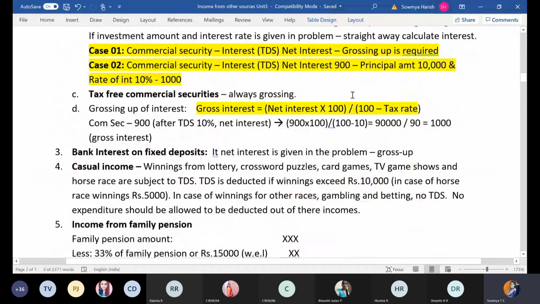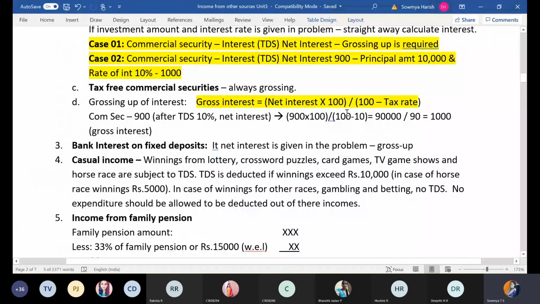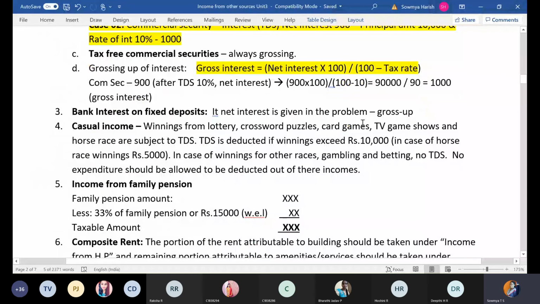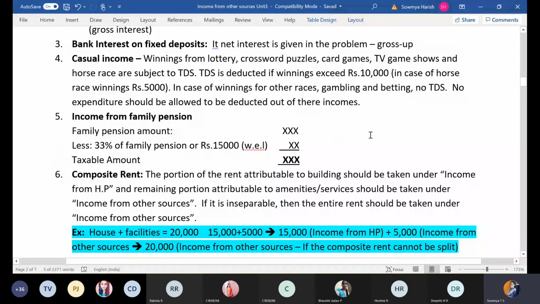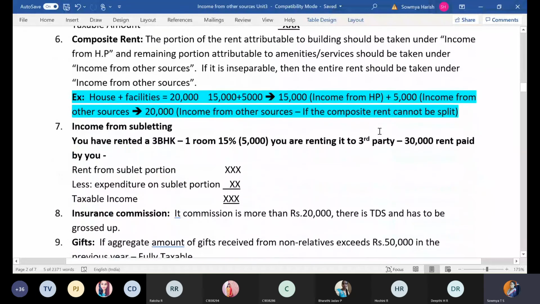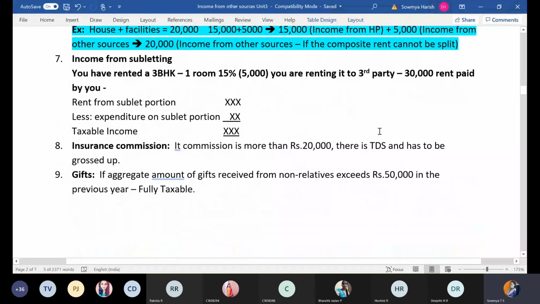Yes ma'am, if you have any doubt, you can ask me. And this is the theory part, what we need to know for working out the problems on income from other sources. And here we are ending the theory part.